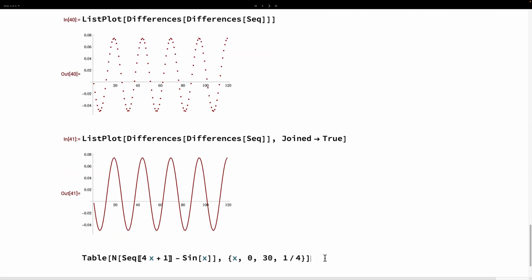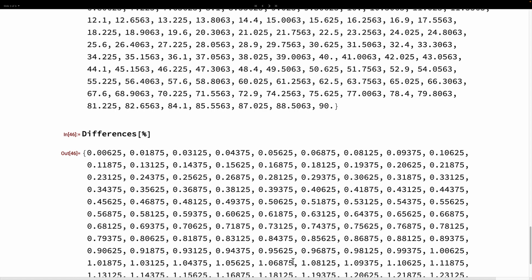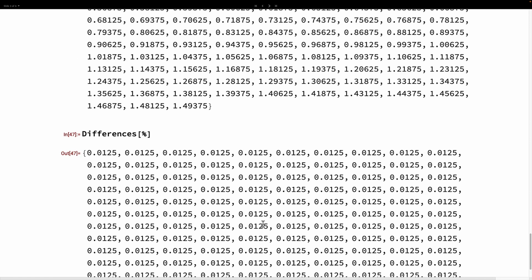Now to learn more about this sinusoidal component, we can write a table of the sequence minus sine of x with the indexes adjusted. This table comes out to be non-constant, so we'll look at the differences of this table. Now looking at this, the primary differences are non-constant, but it looks like the secondary differences might be. So naturally, we look at the secondary differences of this sequence, and we see that it's constant.